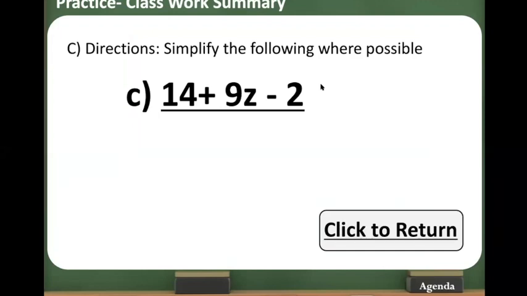Log in your answers. Everybody ready? And the correct answer is, drum roll, let's go. First, remember you have to always show your working. So it's 14 minus 2 plus 9z. And the correct answer is 12 plus 9z. Now, if you got 9z plus 12, that is also correct. Very good, good job. Keep it going.